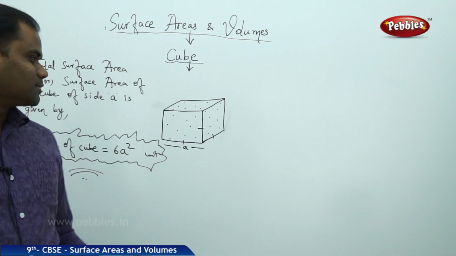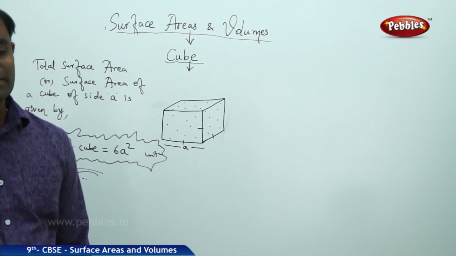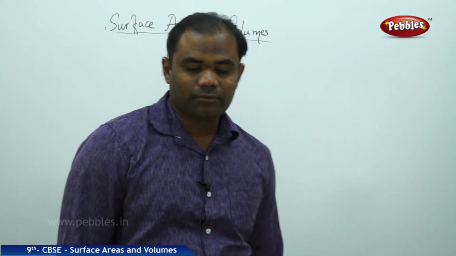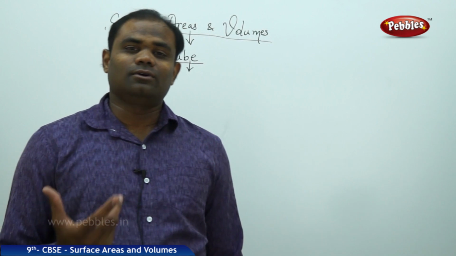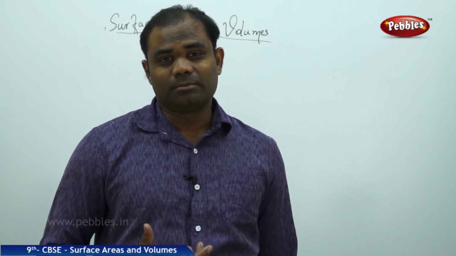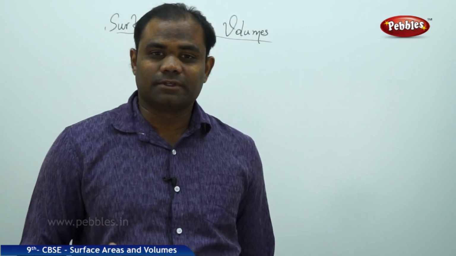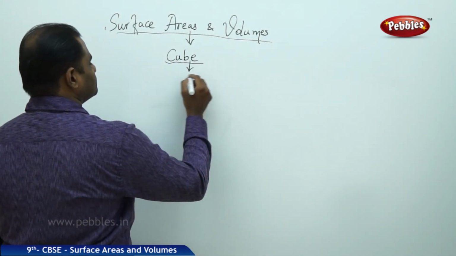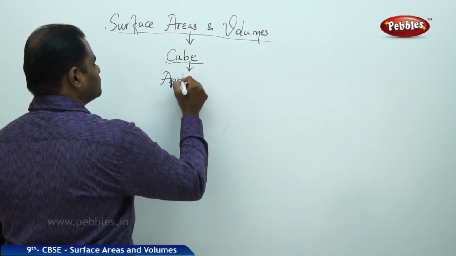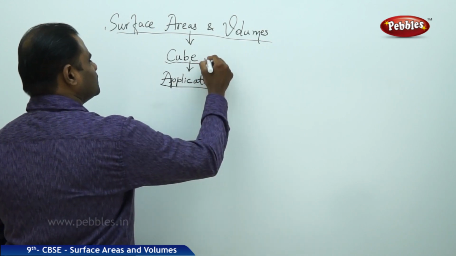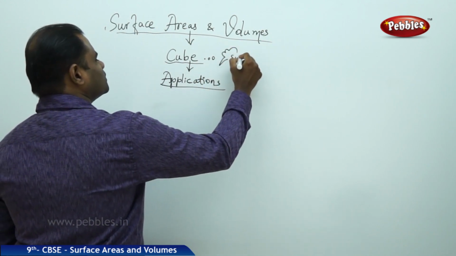If I have a cube of side A, I can find the surface area by using the formula 6 times a square. Now that we have discussed a cube and finding its surface area using the formula 6a square, let's see an example problem as the application of surface area of a cube.